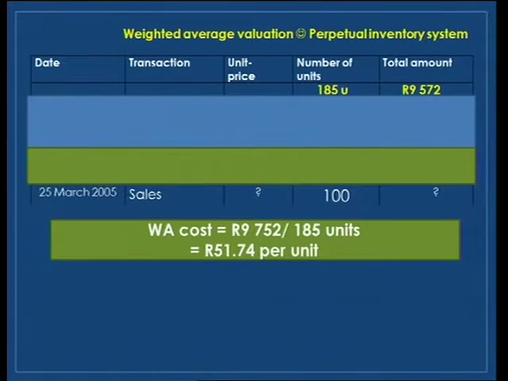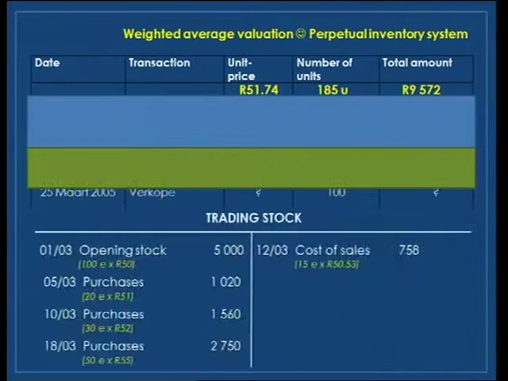Okay, so let's go back to our, let's first do that. So it's 51,74. If we now go back to our T account, we see that cost of sales is now that 100 units times the average price per unit that we've just calculated, and there we get the cost price. Why on the credit side? Obviously because cost of sales decreases my trading stock.